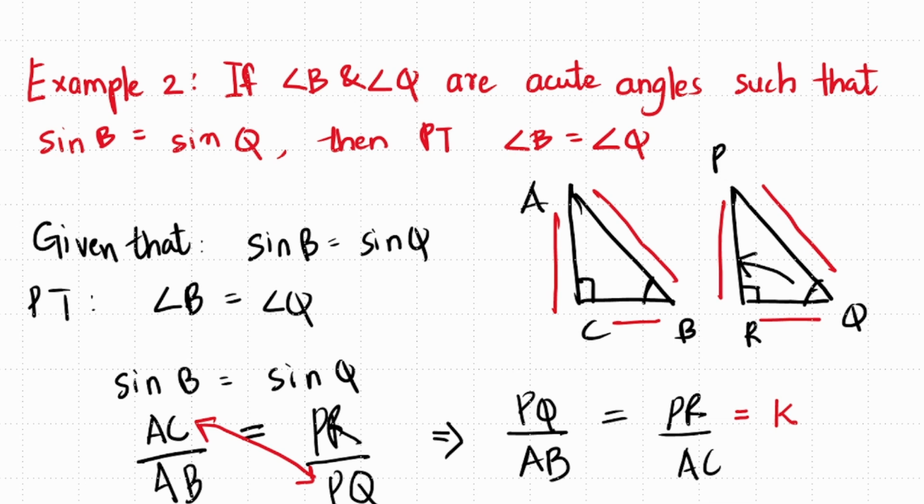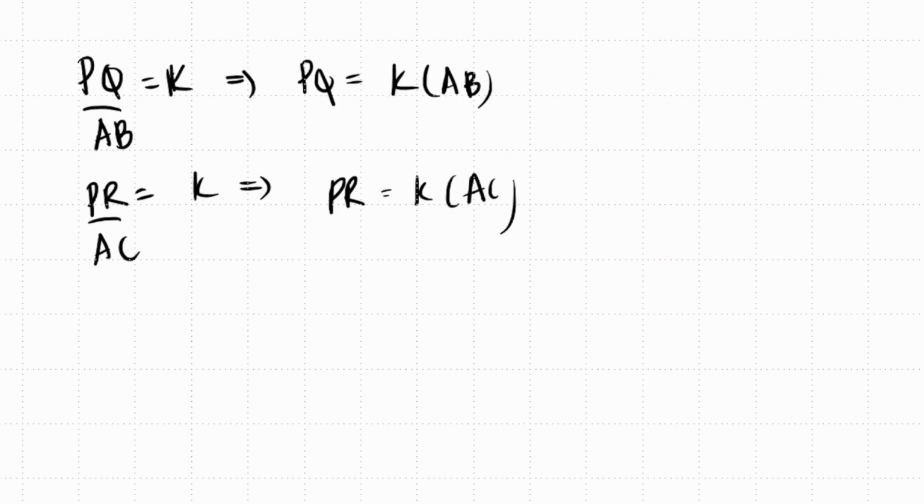What is QR? Pythagoras theorem. That is, PQ is the hypotenuse, so QR is root of PQ square minus PR square. The same applies to find BC, you need to use the Pythagoras theorem, that is AB square minus AC square. Right. So write it down.